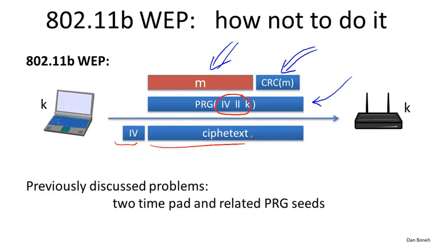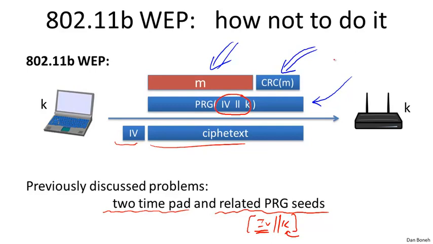Now, we already saw two problems with this approach. One was if the IV is ever repeated, and in fact it is going to be repeated, then you get a two-time pad attack. The other problem is that WEP uses very closely related keys. In other words, the key is simply IV concatenated with K, and the only thing that changes is the IV. So the key is always fixed, which means that these PRG keys are very closely related to one another. And as we said, the PRG that's used here, RC4, is not designed for this type of use, and it completely breaks if you use it with related keys, and as a result, WEP has no security at all.